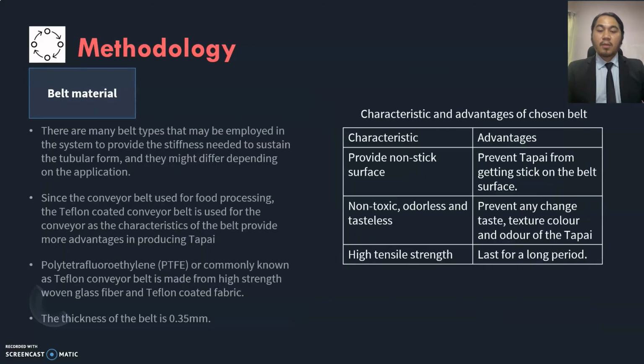For the belt material used for the conveyor system, there are many belt types that may be employed in the conveyor system used for the machine and the pipe conveyor system to provide the stiffness needed to sustain the tubular form, and they might differ depending on the application. Since the conveyor belt is used for food processing, the Teflon coated conveyor belt is used, as the characteristic of the belt provides more advantages in producing Tapai.